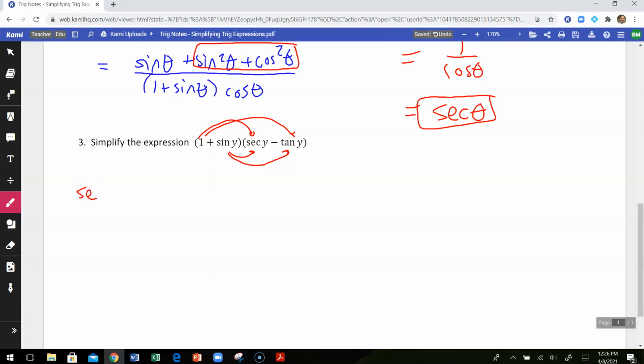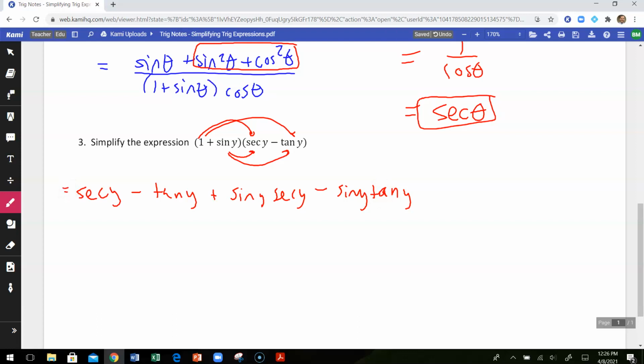So 1 times secant y is secant y. 1 times negative tan y is negative tan y. Sine y times secant y. I can multiply those together. And then negative tangent times sine, so negative sine y tangent y. Okay. Well, now I can't really see what is going on here.